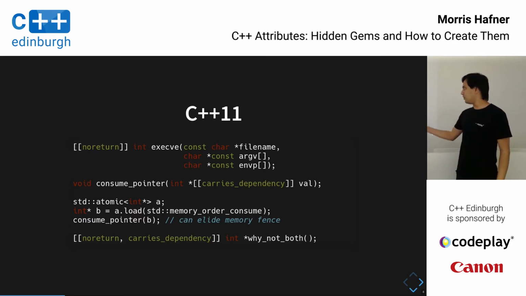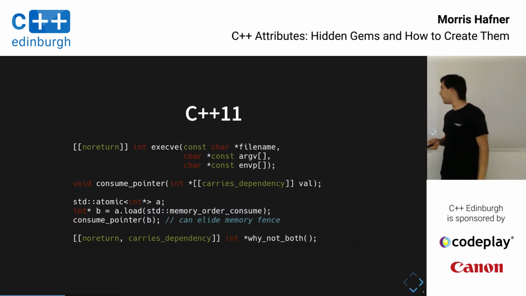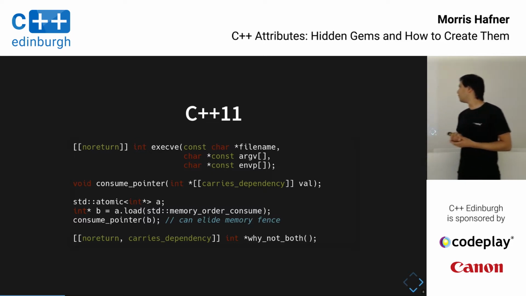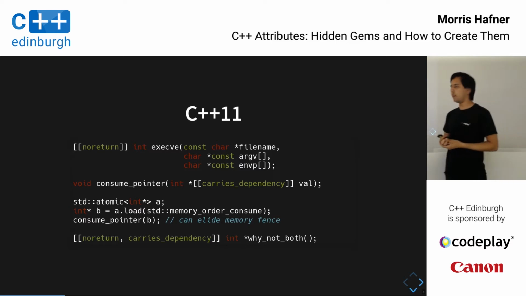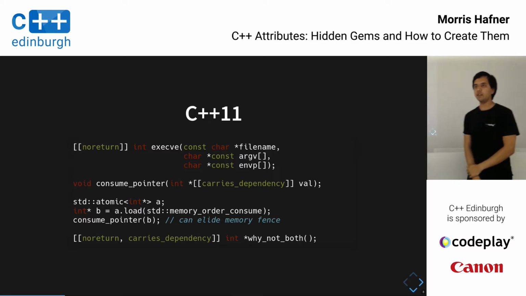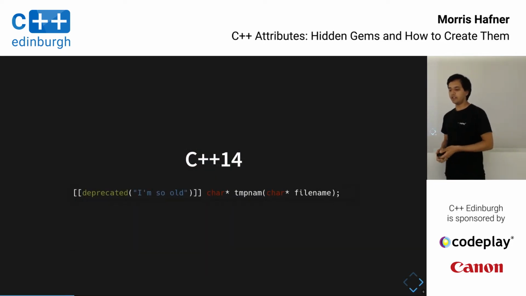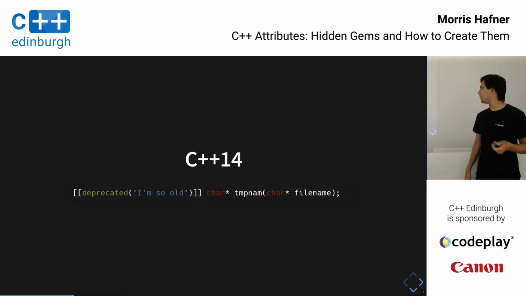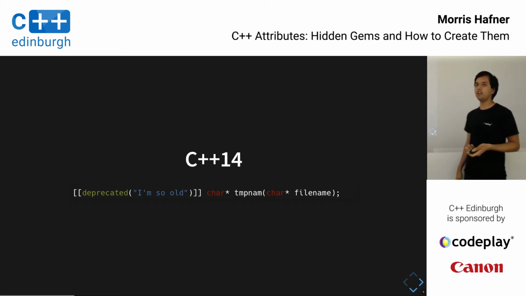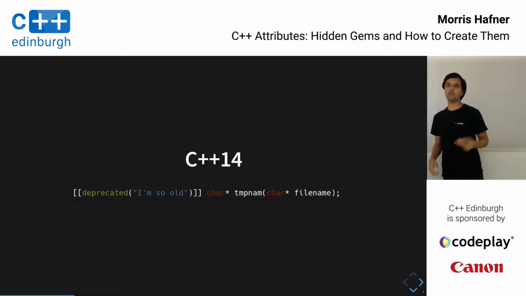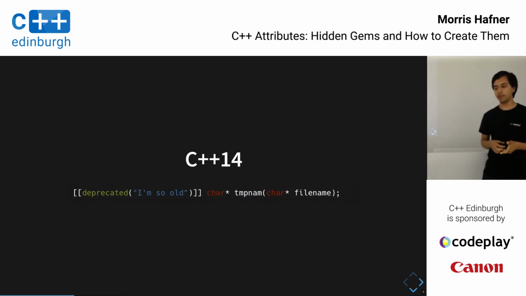Interesting thing to note, you can have multiple attributes in the same pair of brackets. So if you want to use more than one attribute, you can have slightly more concise syntax. In C++14, we got deprecated. You can just write deprecated. You can also write deprecated with a message, and the compiler usually prints out that message in the warning.